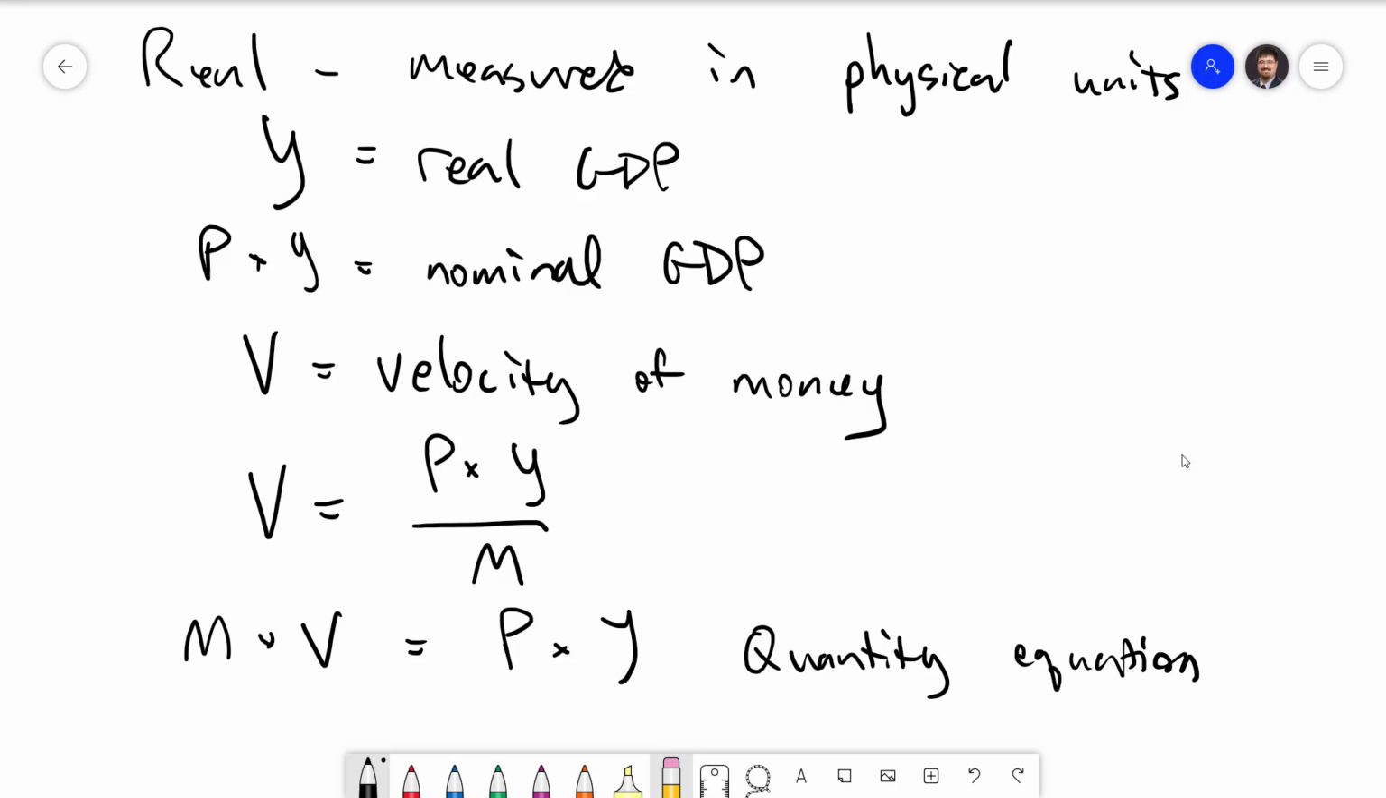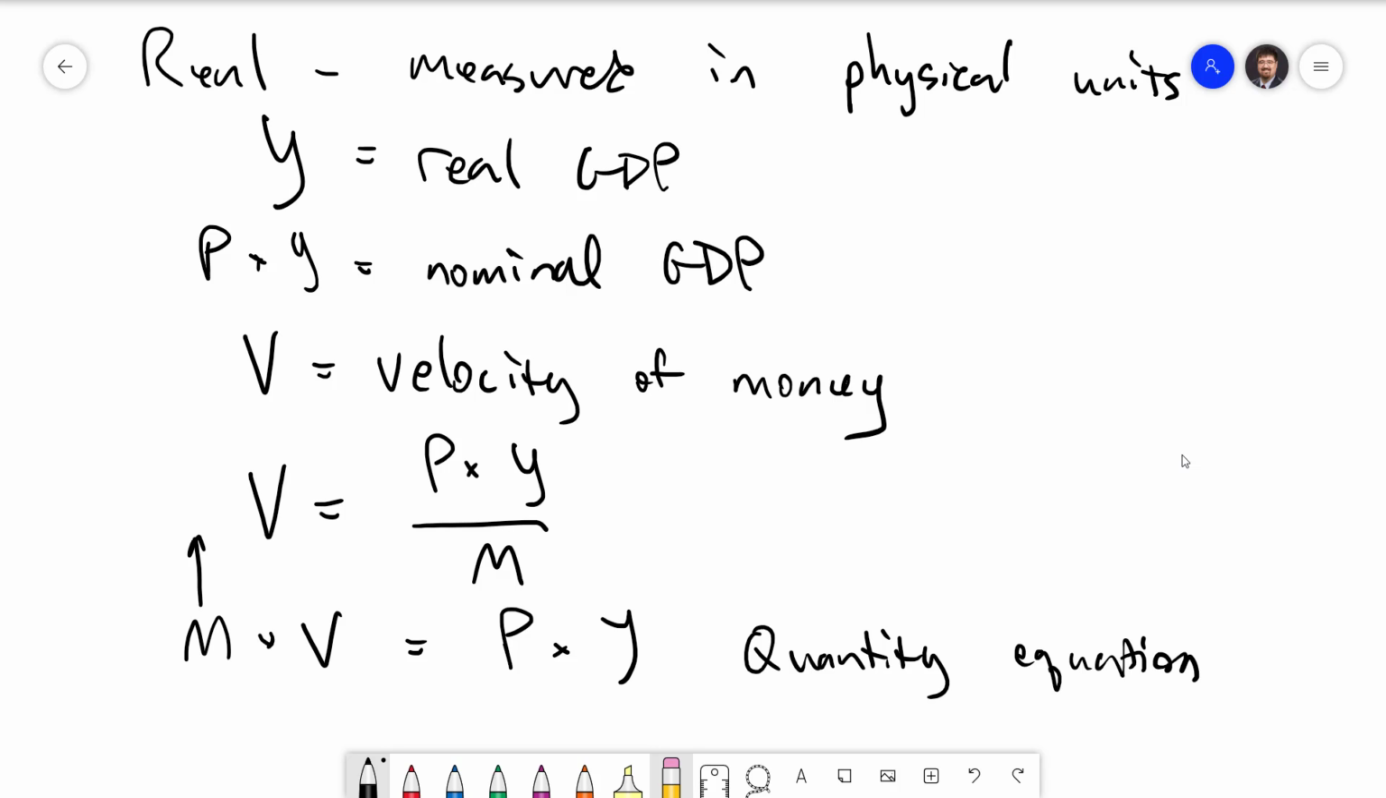Thinking about this again, on the right we have P times Y, total expenditure. On the left we have the total amount of money times the number of times it changes hands, and these had better be equal. We can also use this equation to think about what happens when the money supply increases. When the money supply increases, this equation needs to balance. That could happen with one of three things happening. V could go down, P could go up, or Y could go up.